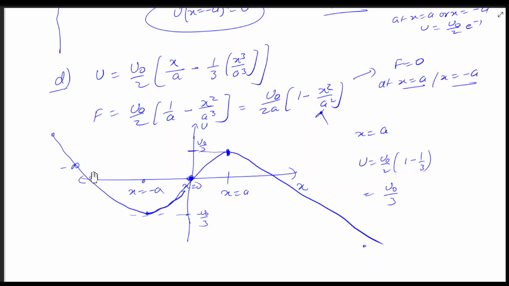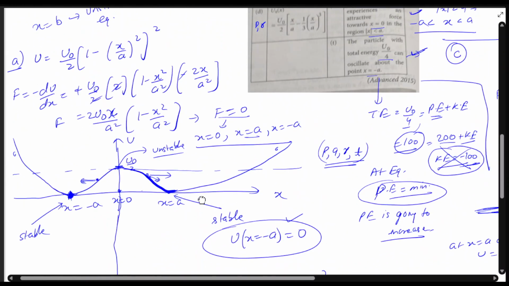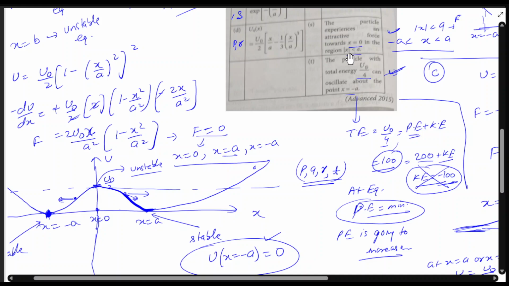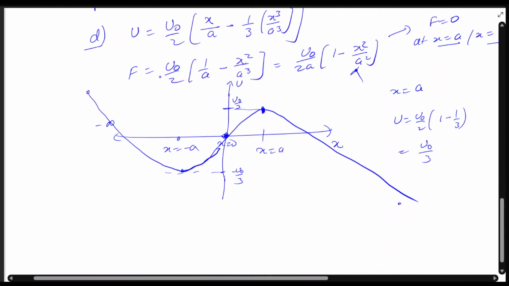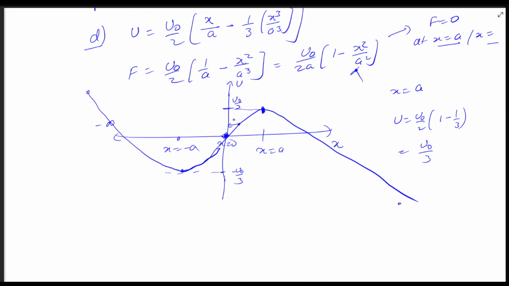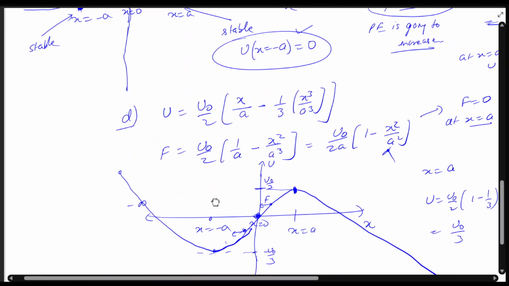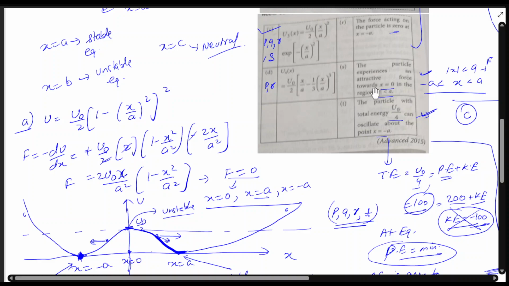Perfect. So we have to check between x minus a and a, whether the force is always in the direction of x equal to 0. Let's check. If you put particle here, it will go like this, so force indeed in this direction. But if you put particle here, particle will go like this, so force will be in this direction, right? So it is not always in the direction of x equal to 0, so S will not be there.